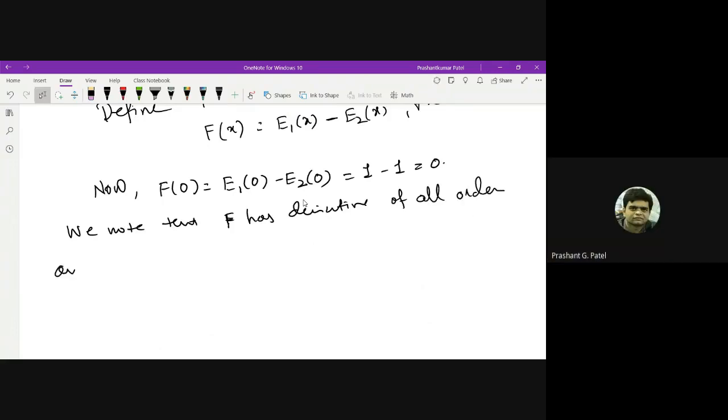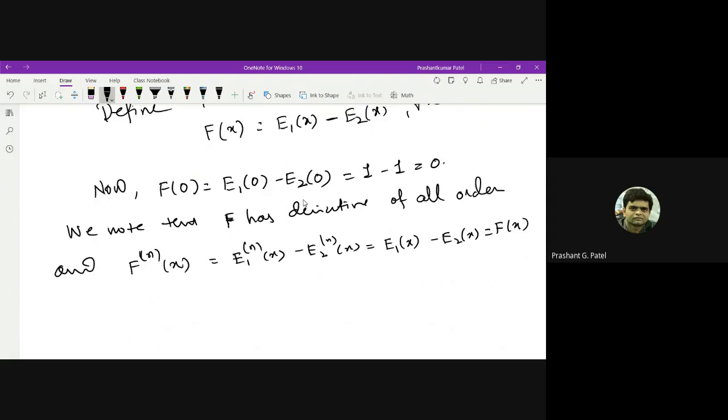And what will be the nth derivative of f? It is nothing but the nth derivative of e1 minus the nth derivative of e2, but e1 and e2 satisfy the conditions, and we already discussed that the derivative is itself. So hence it is the function f. So the derivative is itself for any n and for any x belongs to R.